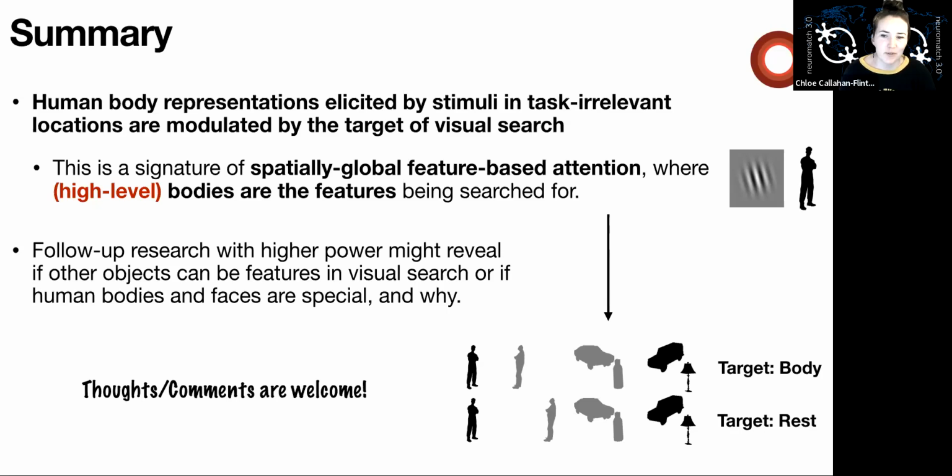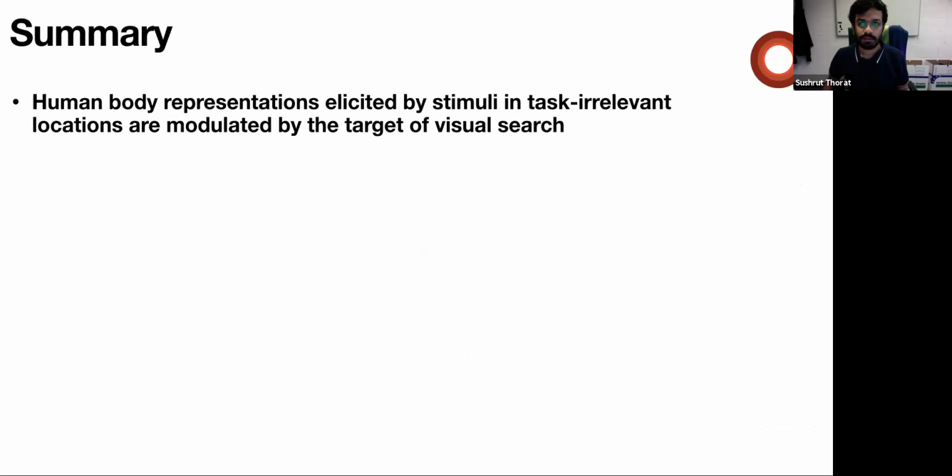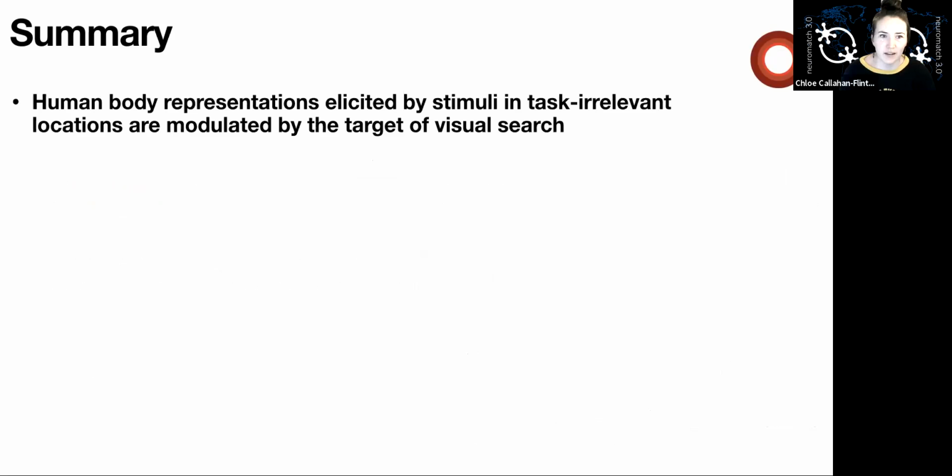I thought it was interesting that you see this modulation in higher order visual cortex and not early visual cortex. And I wondered if you thought that would change depending on how you defined your targets. So if you're looking for red objects or something defined by lower level features, if you would see that modulation earlier in the visual cortex, or what your thoughts were on that.